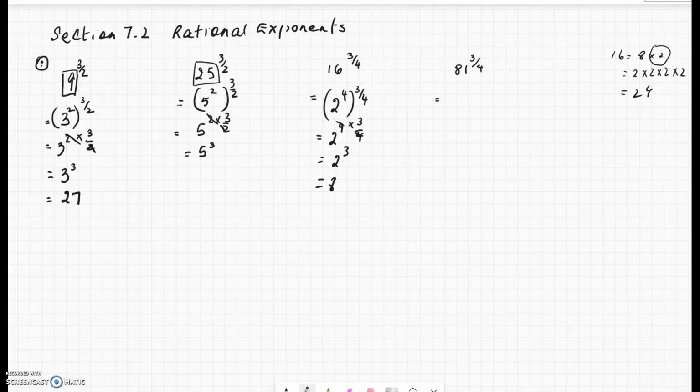81 to the 3/4. Break down the 81 completely. 81 is 9 times 9. That is 3 times 3 times 3 times 3, which is 3 to the 4th. So this is equal to 3 to the 4th whole to the 3/4, and that is equal to 3 to the 4 times 3/4. And cancel the 4's and you get 3 cubed. 3 3's are 9, 9 3's are 27.